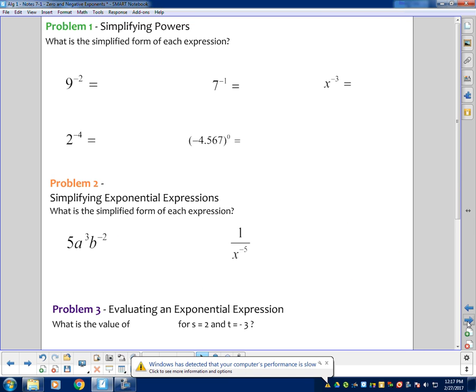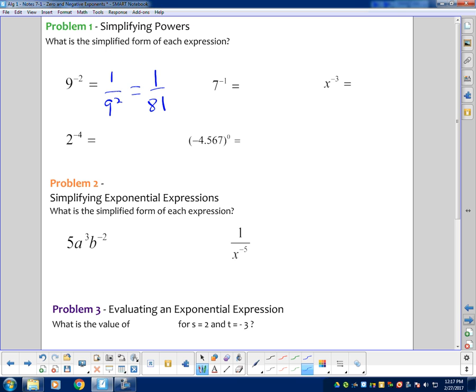Let's look at the backside. You guys are ready to go here. Okay, 9 to the negative 2 would be the same as 1 over 9 to the positive 2, which is 1 over 81. You are correct. But first, we need to think in terms of rewriting it. So 9 to the negative 2 is the same as 1 over 9 to the positive second power.